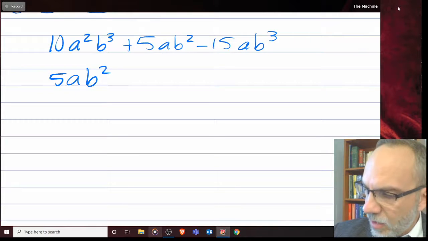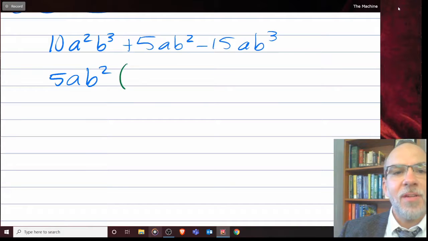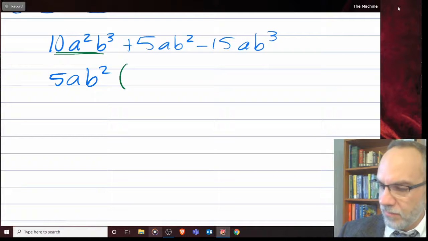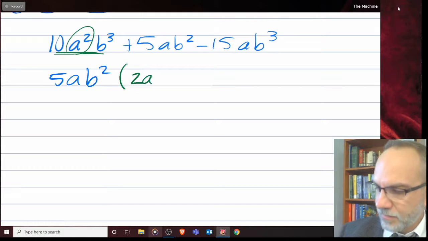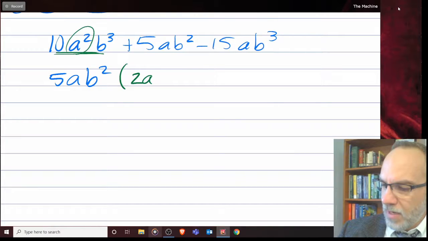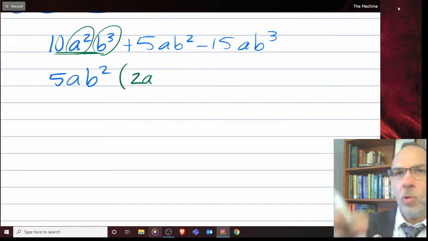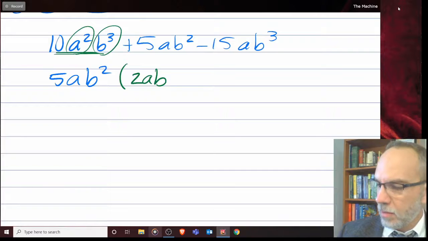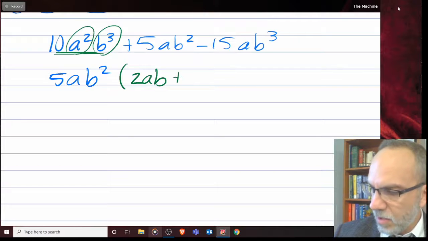Now I've got to decide what's left after I factor that out. If I factor a 5 out of a 10, I'm on the first term right here. What's left? A 2. If I remove 1a from a squared, what's left? A single a. And if I remove a b squared from b cubed, I take 2 out, how many are left? 1. There we go, 2ab. The sign comes down in here next, that's a plus.